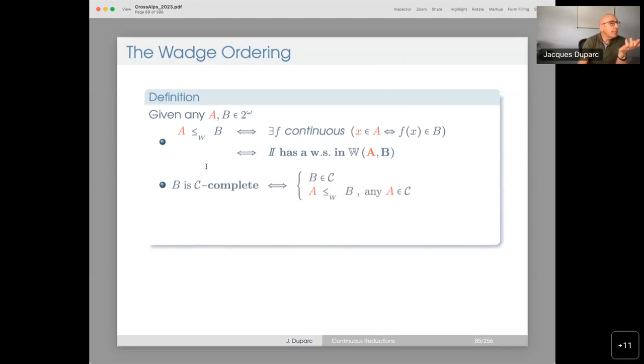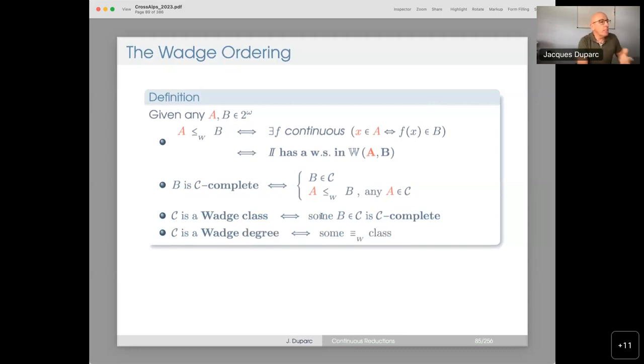We say that a set B is complete for a given class if it belongs to the class and it reduces every element from the class, right? That's what it means to be complete. And the Wadge class is nothing but a topological class which contains a complete set. Okay, that's for the definition. A Wadge degree is a class of Wadge equivalent subsets. I'm going to use this notion: A is Wadge equivalent to B if A reduces to B and B reduces to A, and A is strictly below B if A reduces to B, but B does not reduce to A.